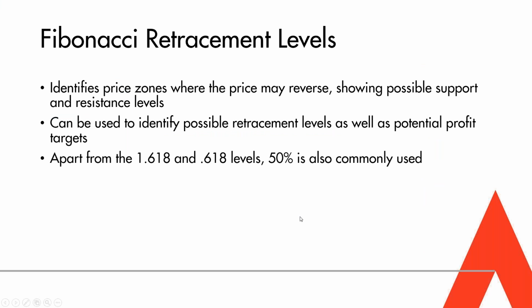What it's doing is identifying price zones where the price may reverse, showing possible support and/or resistance levels. Probably its main feature is a support level for a pullback or retracement you're trying to buy in on as part of an overall uptrending stock. It can be used to identify possible retracement levels as well as profit target levels. Apart from the 1.618 and 0.618 levels, 50% is another very commonly used level as a retracement zone.